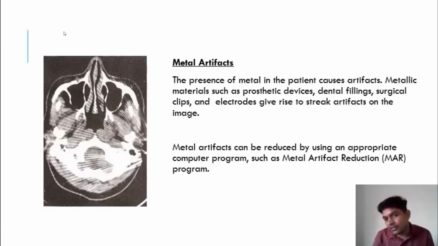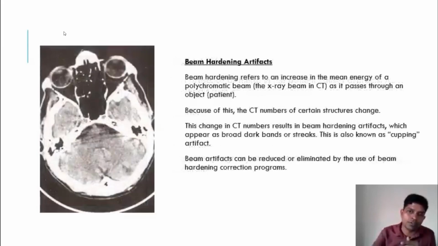If a patient comes with a fracture and already has an implanted metallic rod in the fracture area, you cannot remove it. At that time you need to do the CT scan and use the metal artifact reduction.